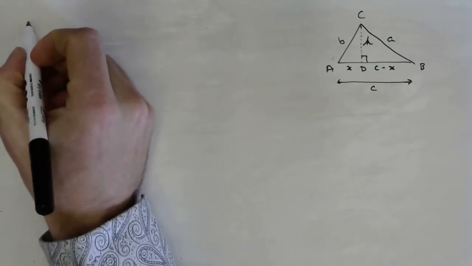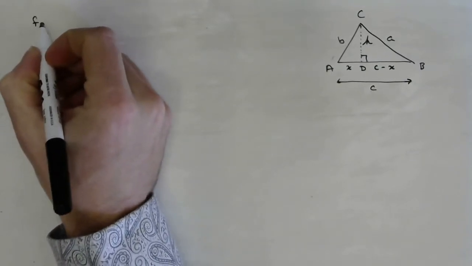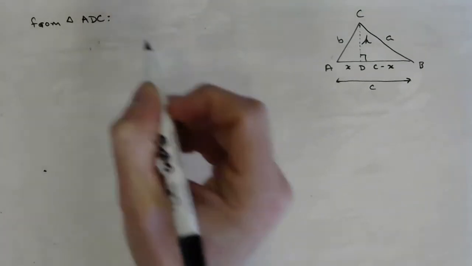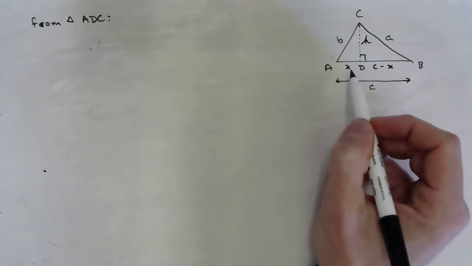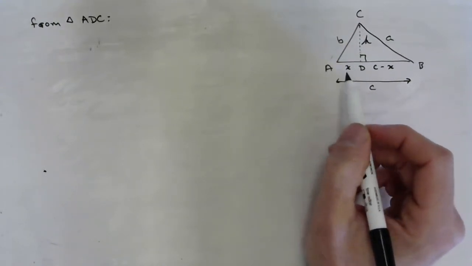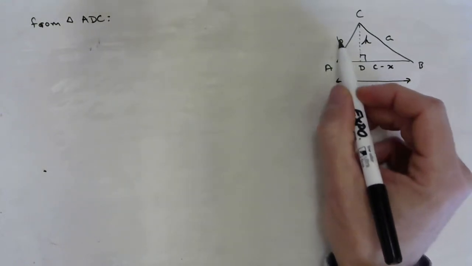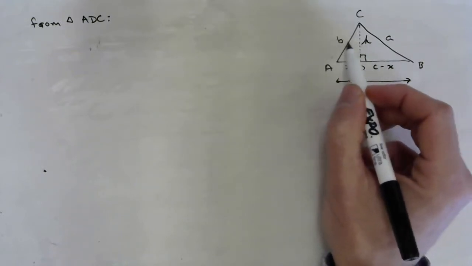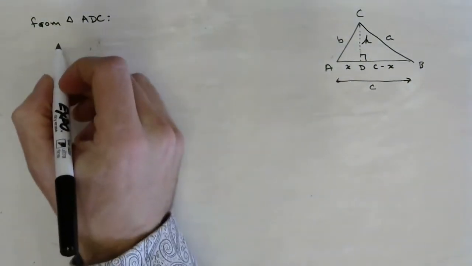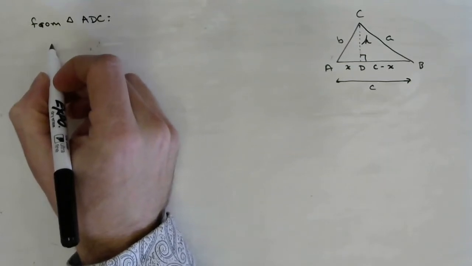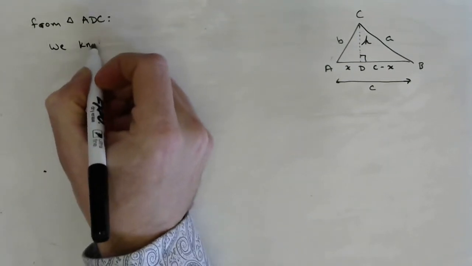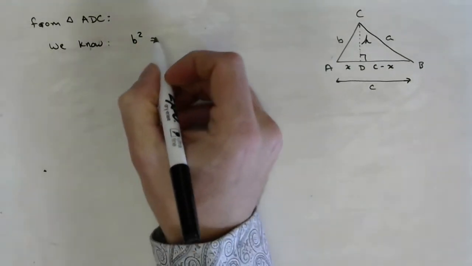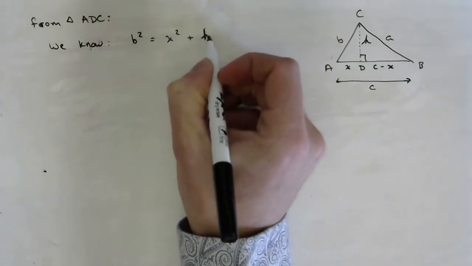So in order to do this, we're first going to look at triangle ADC, so we're looking at this smaller triangle on the left-hand side. And we're just going to think about the Pythagorean Theorem for a second. Which side length here is the hypotenuse? B, H, or X? B. B is the hypotenuse. So from the Pythagorean Theorem, we know B squared equals X squared plus H squared.